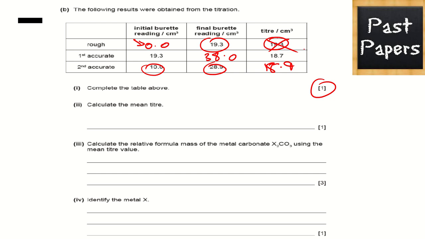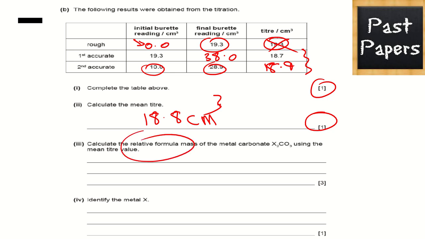Okay, so our mean is simply those two divided by 2, which is of course 18.8. There's no units given here, so I need to put my units in, otherwise I will lose marks. Then we've got to calculate the relative formula mass of the metal and then identify X.